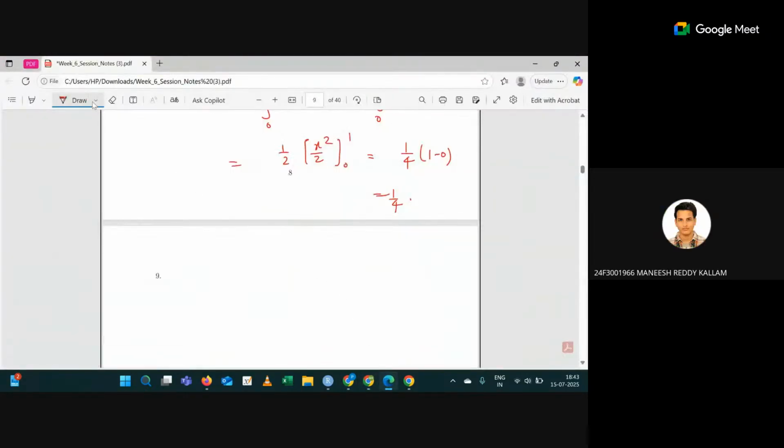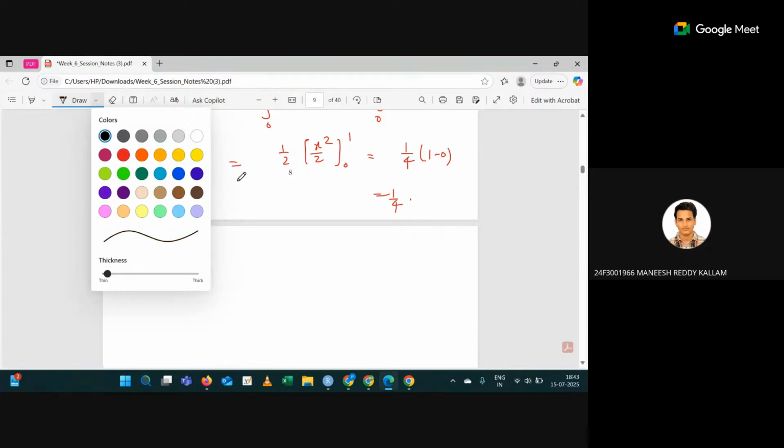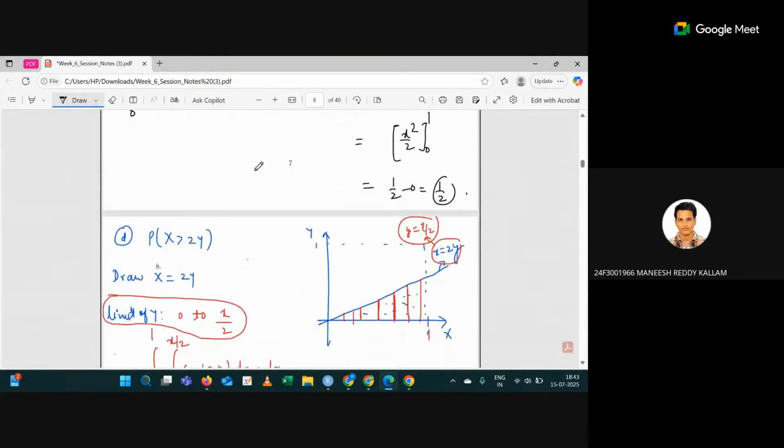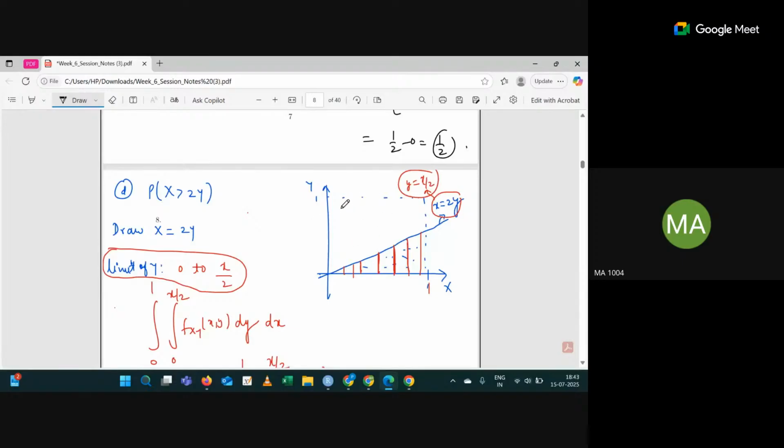Sir, if x is less than 2y is asked, then how should we take the limit? If x is less than 2y, you are in the upper part, right? Yes, sir. Then you can draw a parallel line with respect to y or x. If you draw a parallel line with respect to y, then y will be x by 2 to 1, right? And x is free. Then accordingly you can solve. So that's why I told x is greater than 2y or x is less than 2y.